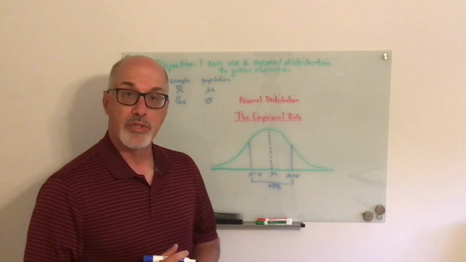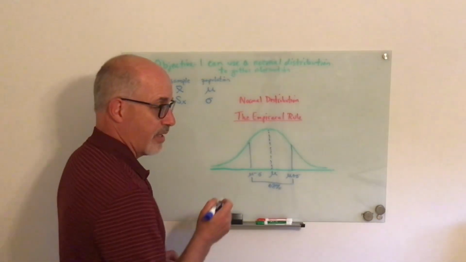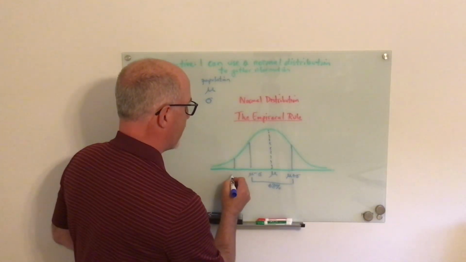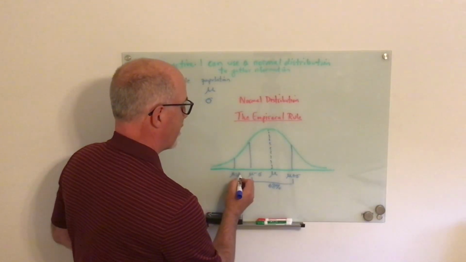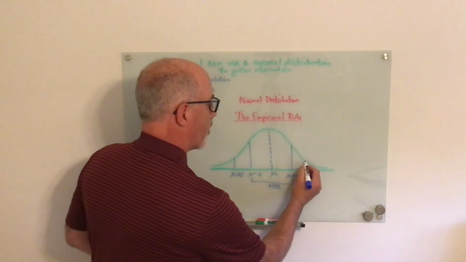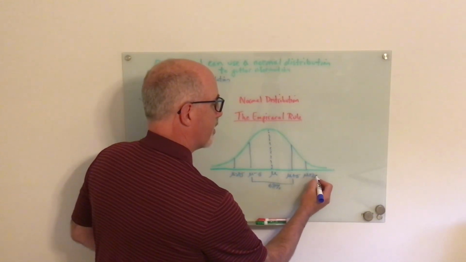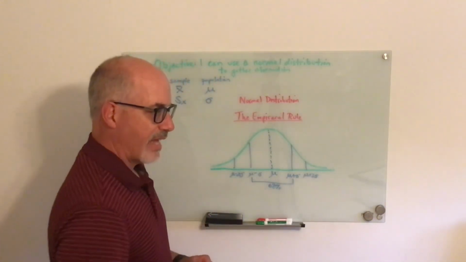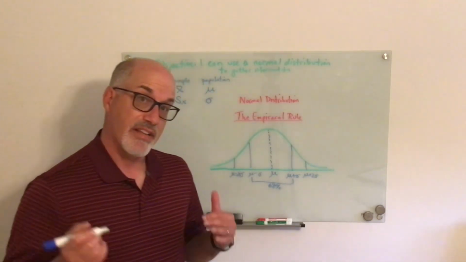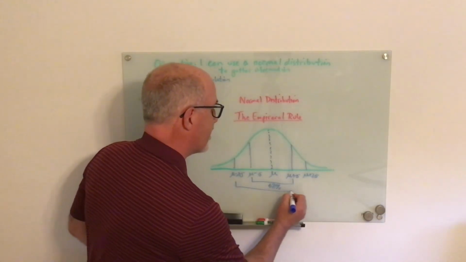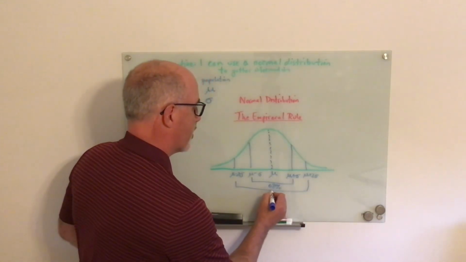And then when we go two standard deviations out, so if we go out to here with mu minus 2 sigma, and over here with mu plus 2 sigma, we get about 95% of the population falling in this part of the normal distribution.